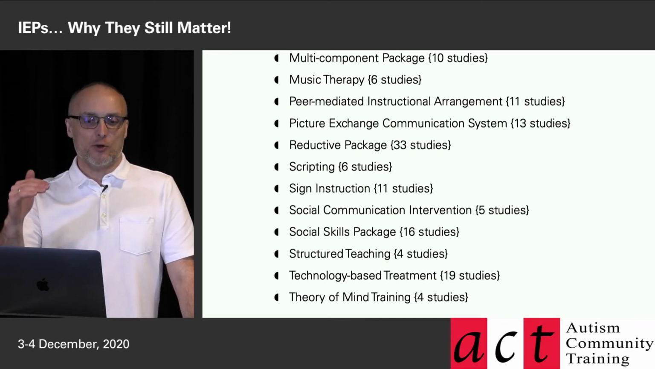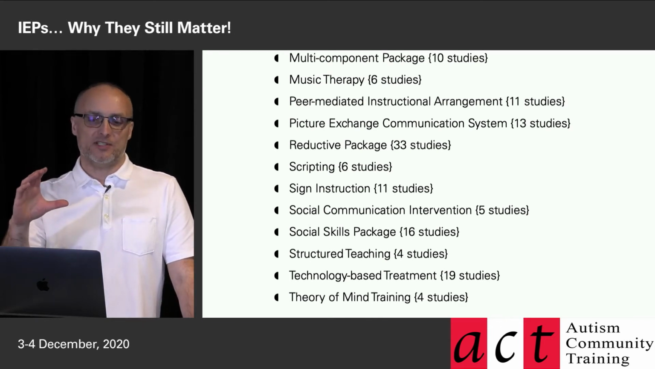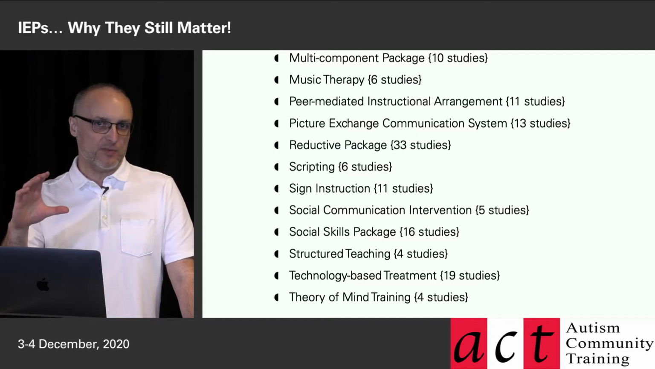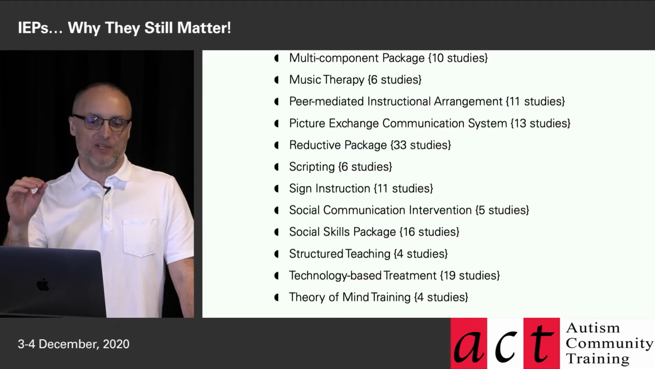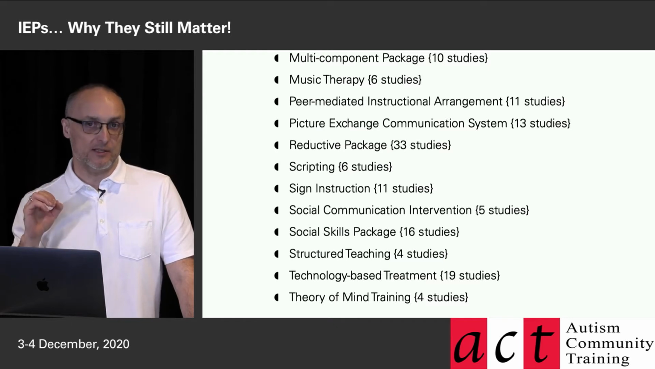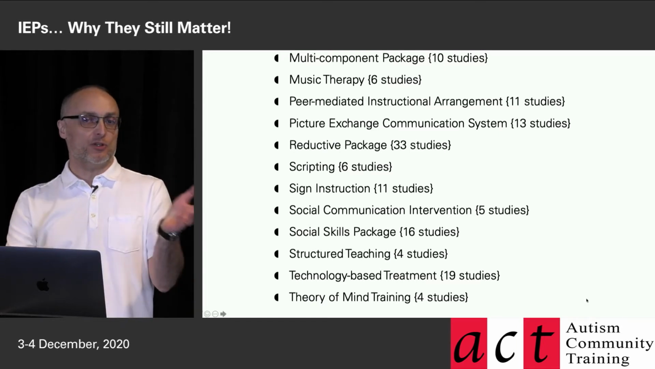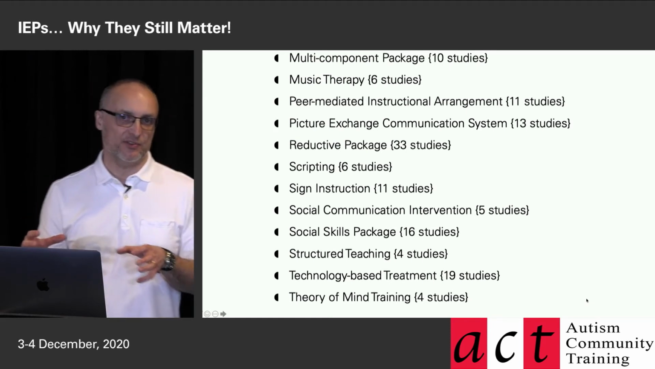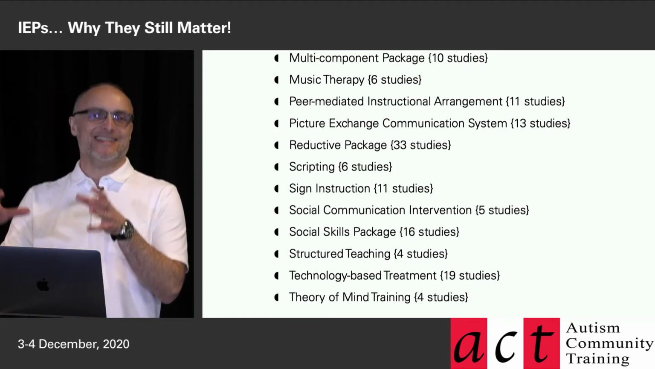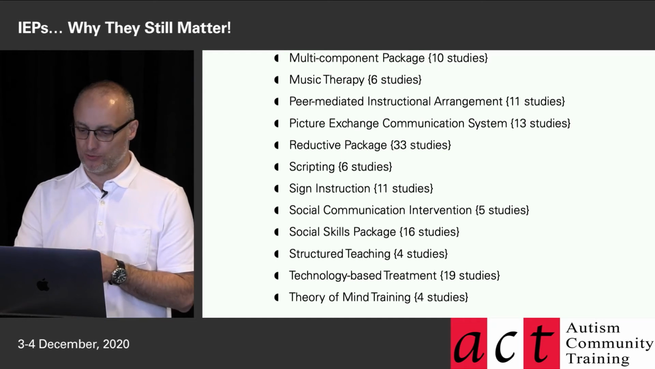Interesting, you always have to understand when you look at these that this is one type of standard that's being used. It's not a universal truth. There are many, many more than just 13 studies on picture exchange communication. Reductive package, scripting, sign language use, social communication, social skills, structured teaching, technology-based, and theory of mind training with 4 studies. So this is the emerging group according to the National Autism Center standards. They are just an example of standards, not a universal truth.